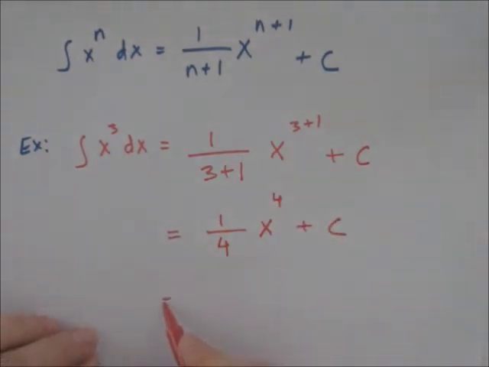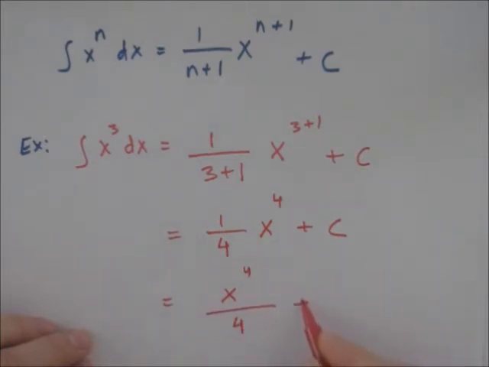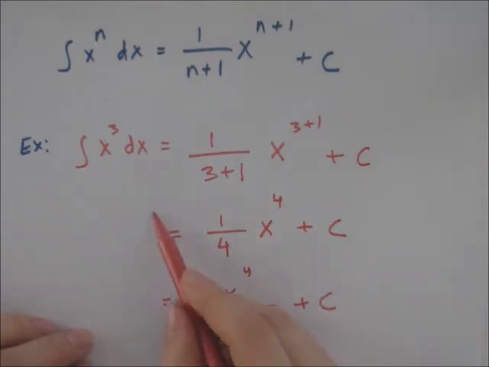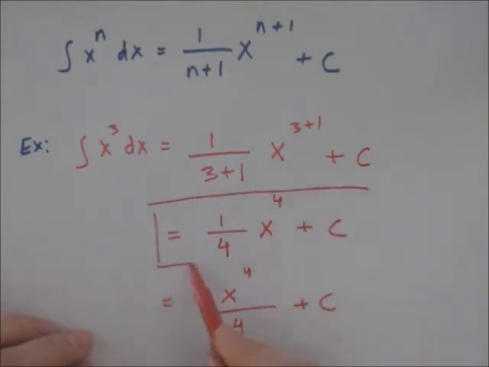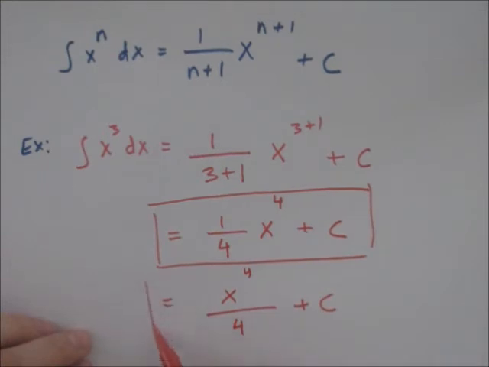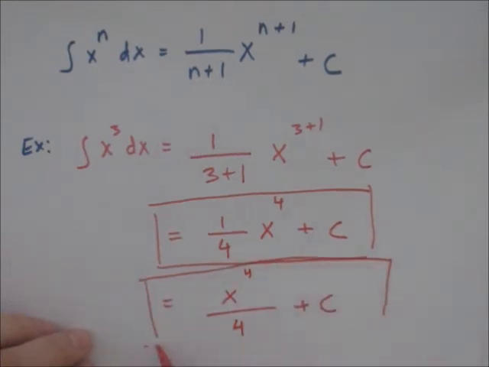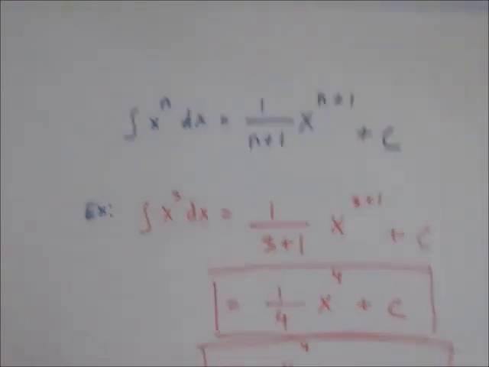Of course, you can write this as x to the 4th over 4, plus c. This and this are the same. I hope you can see this. The same thing. Okay?